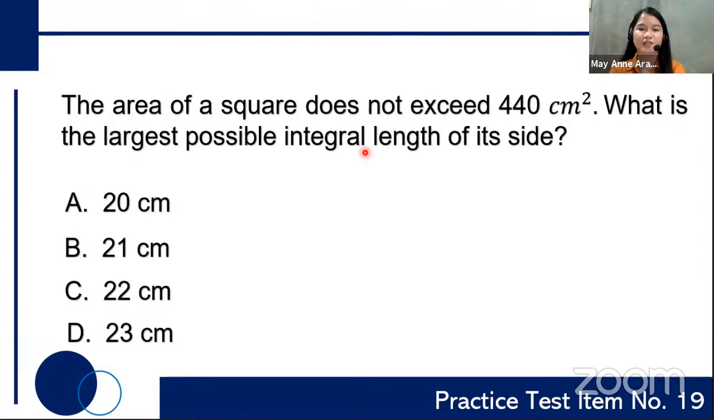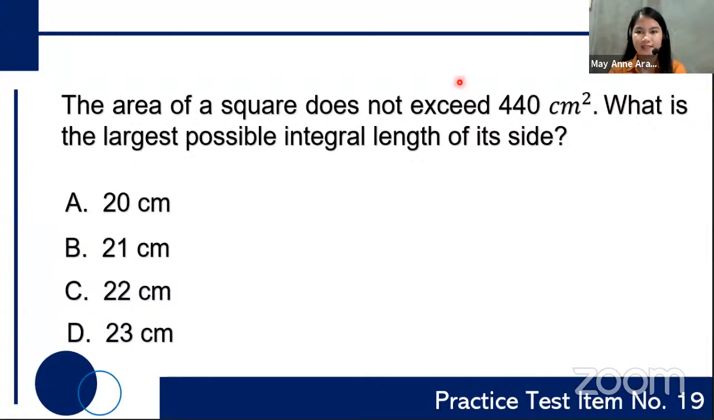Okay, what is the answer? What is the largest possible integral length of each side? Okay, recall the formula for the area of the square. It's just S square. So, alin dyan yung kapag in a square mo, hindi mag-exceed sa 440? Which one? Alin dyan ang hindi mag-exceed sa 440 square centimeters?